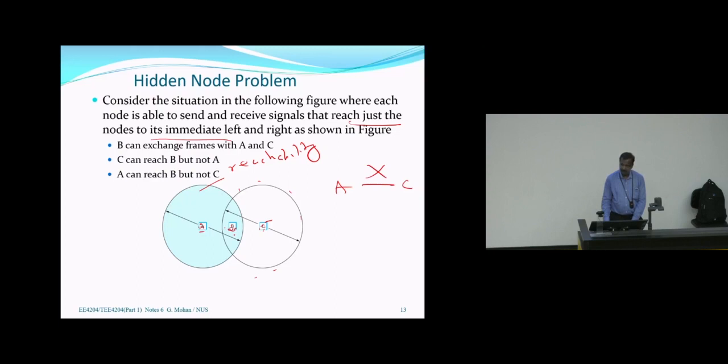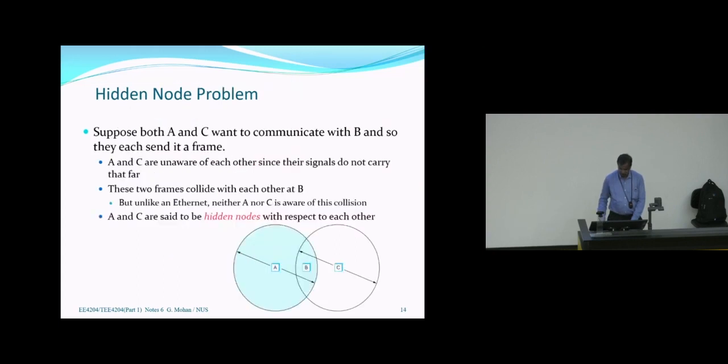A to C is not possible. They are hidden from each other, because A's transmission cannot reach C, and C's transmission cannot reach A. Now let's say A sends a frame to B.